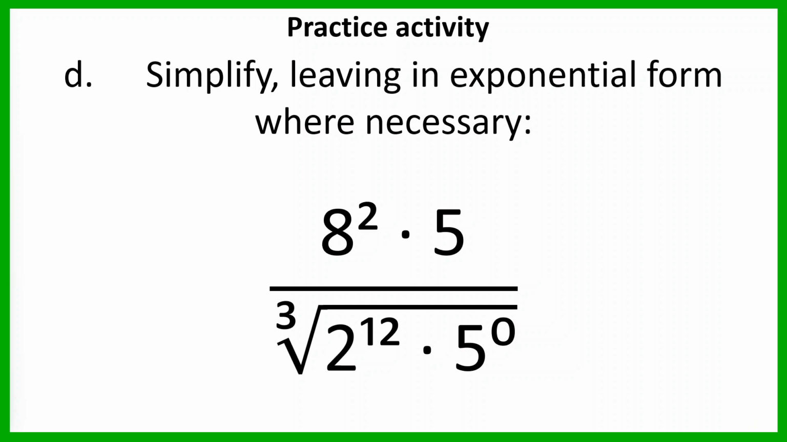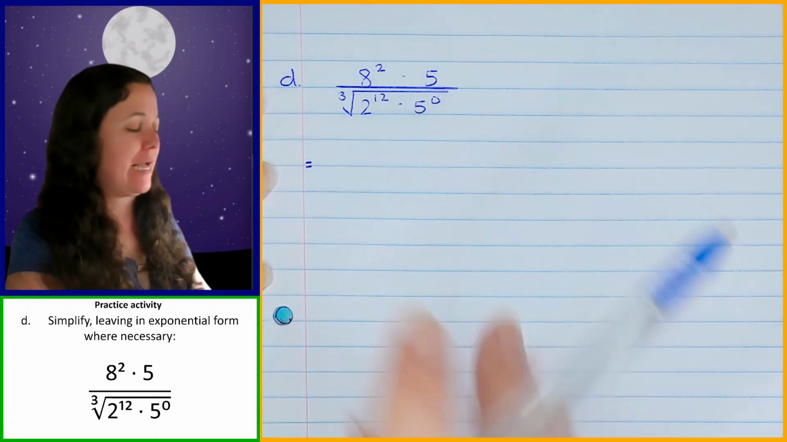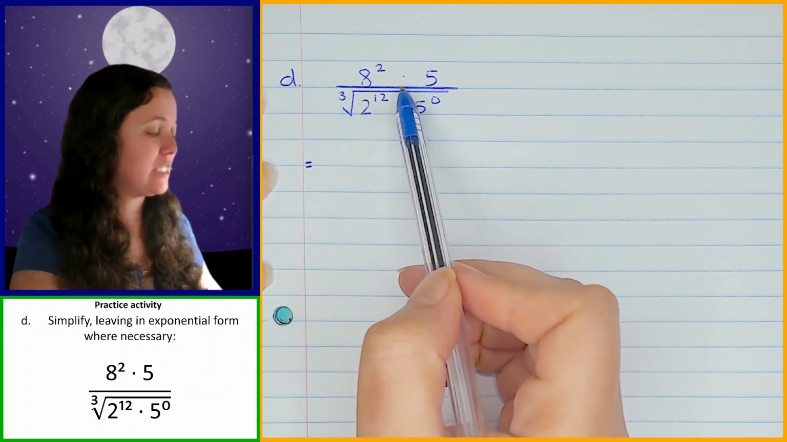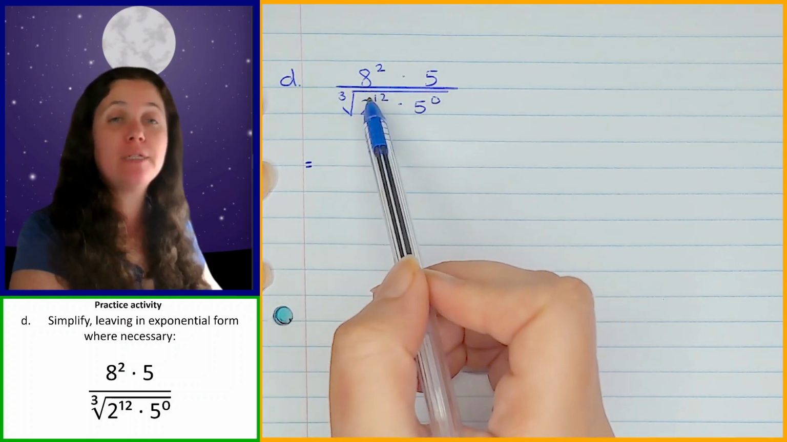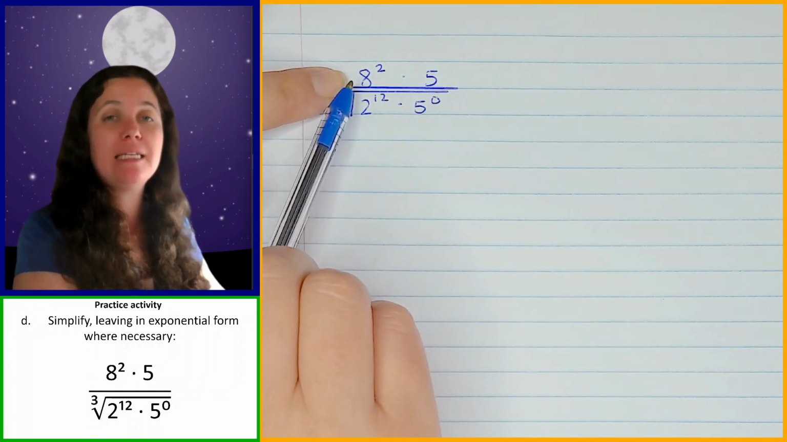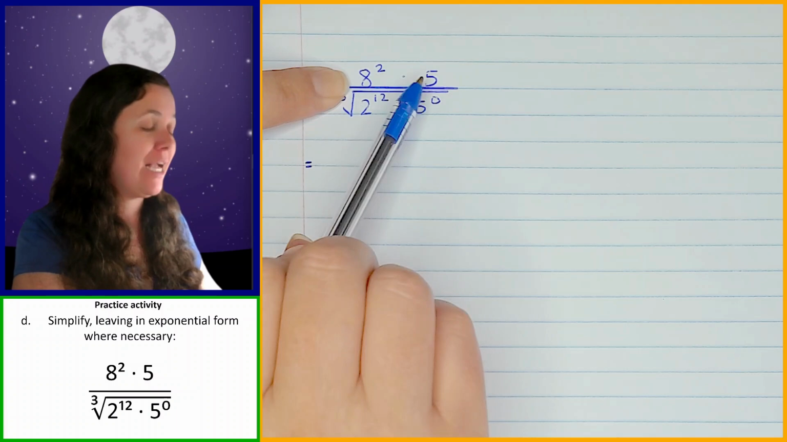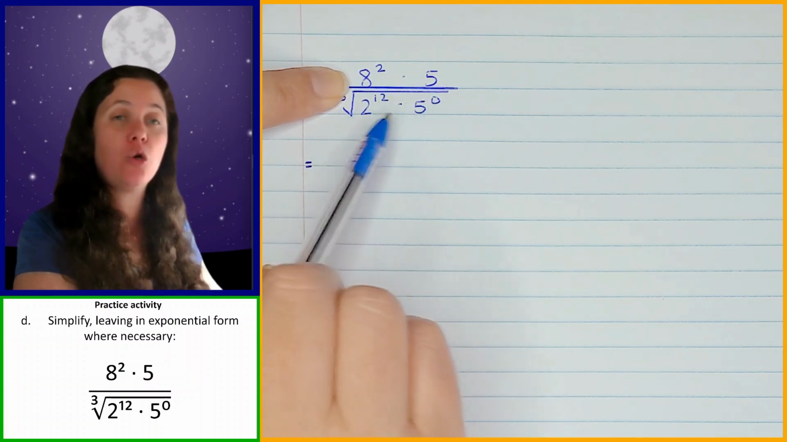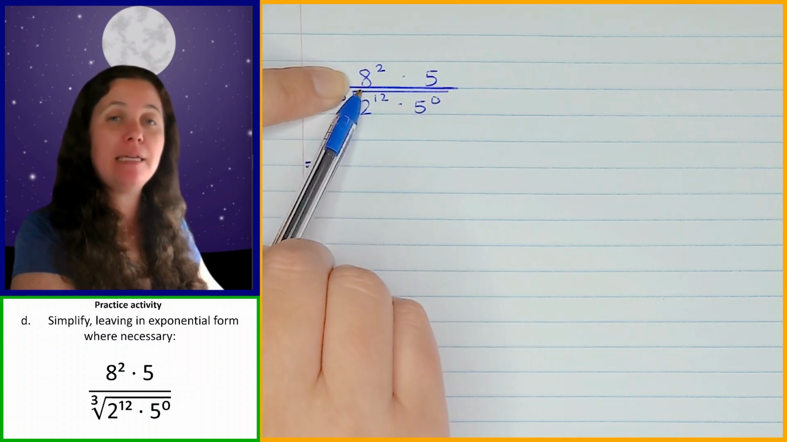Okay, so let's go through that question and see what you should have got. Okay, so over here I've got 8 squared times 5. Now the very first thing you should see when you have a question like this, as soon as you see a power where the base is not a prime number, you need to check all of the other bases in your question and see if that same base appears anywhere else.